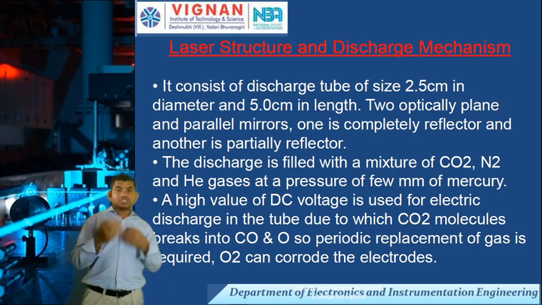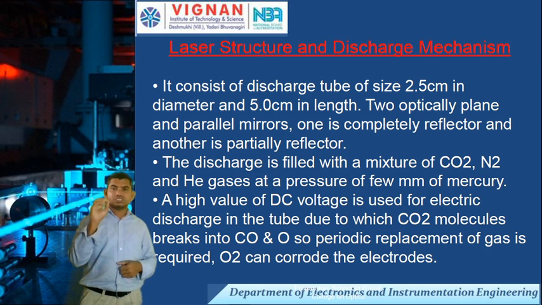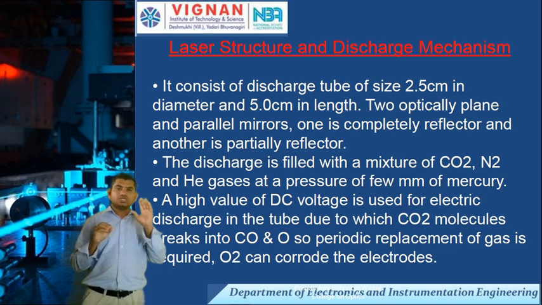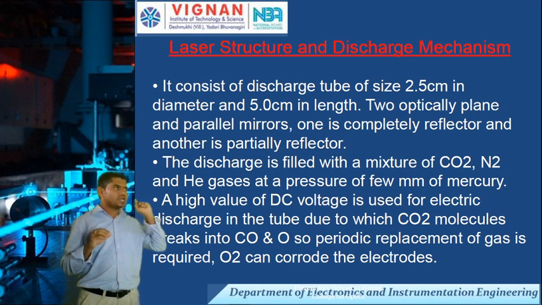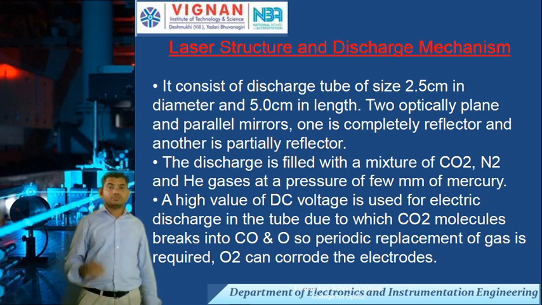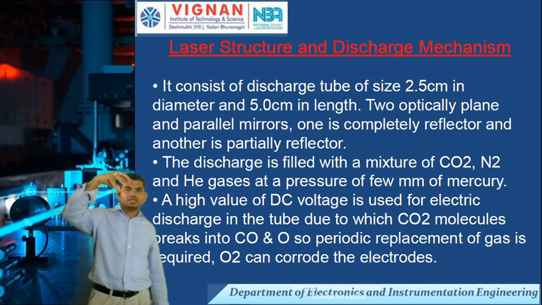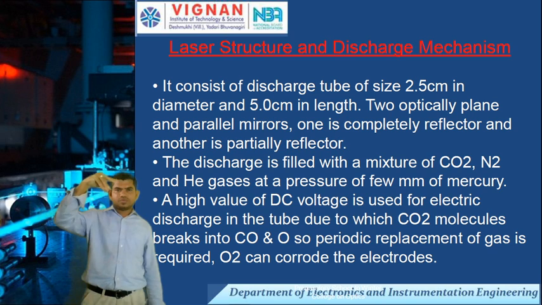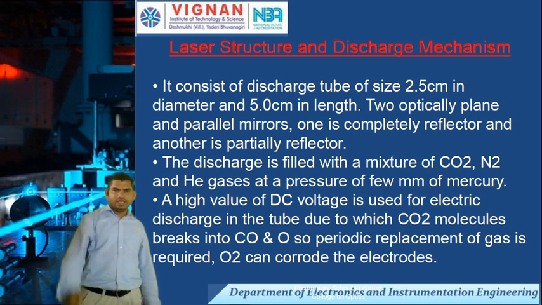The discharge tube is filled with a combination, as I already told, of carbon dioxide, nitrogen and helium gases at a pressure of a few mm of mercury. We have to fill the discharge tube with the combination of CO2, N2 and helium at a pressure of a few mm of mercury.